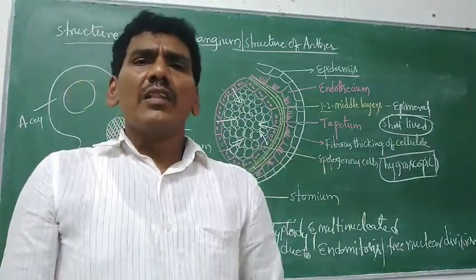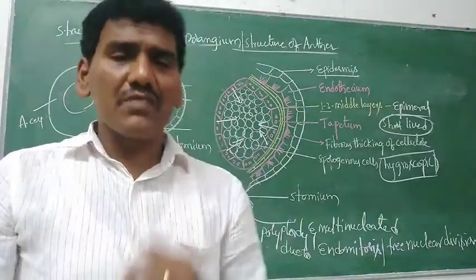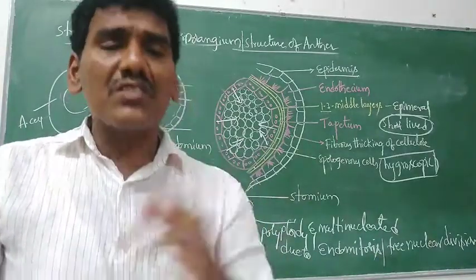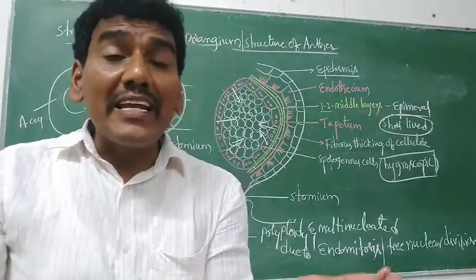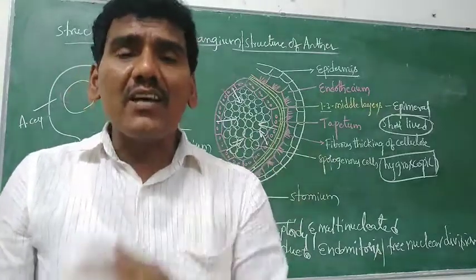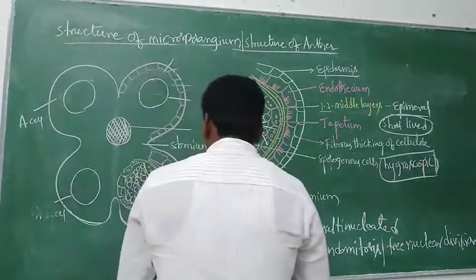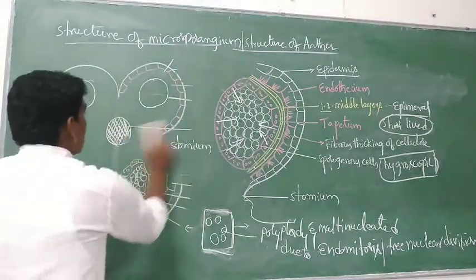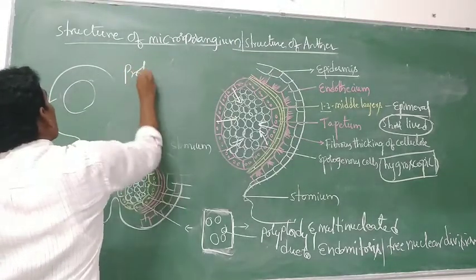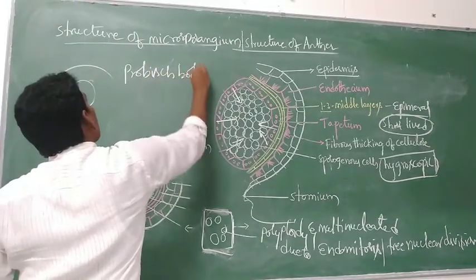Next one. The tapetal cells also secrete the enzymes and hormones. Before degenerating, the tapetal cell produces the probisc bodies.